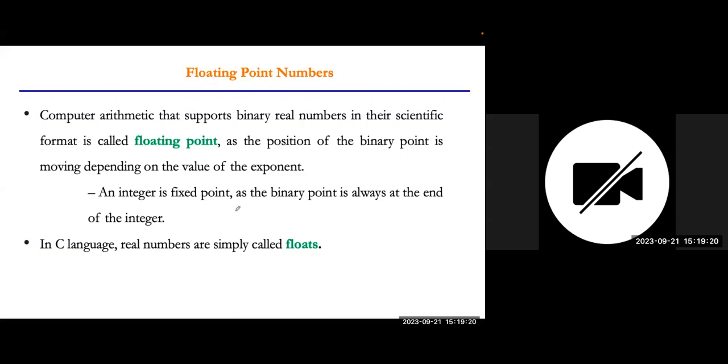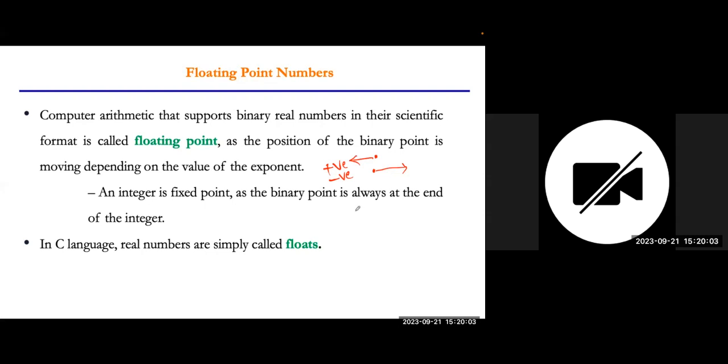The computer arithmetic that can support binary real numbers in their scientific format, we call floating point. The position of this binary point moves depending on the value of the exponent. If the exponent is a positive value, the binary point is moving to the left side. If it is a negative value, the binary point is moving to the right side.